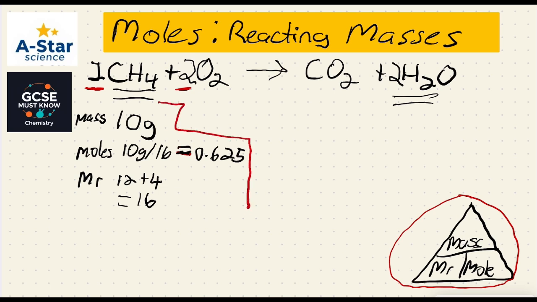But let's look. Let's create a little line here. We know that it's a 1 to 2 ratio. In other words, for every 1 mole of methane, there are going to be 2 moles of oxygen. So I'm going to multiply those moles by 2. So 0.625 times 2 is 1.25.